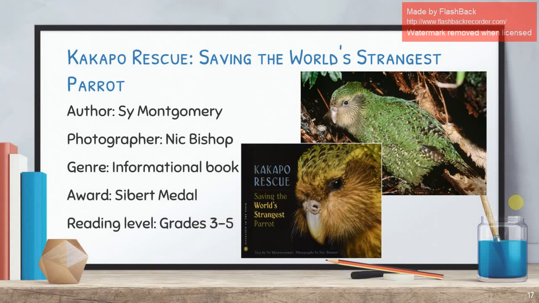Here I have The Kakapo Rescue, Saving the World's Strangest Parrot. The kakapo is a nocturnal, flightless parrot that lives on islands off the coast of New Zealand. In this informational book, Cy Montgomery provides details about this bird, why it is greatly endangered, and recounts a stay on the island with those fighting to preserve this unique species. This book won the Sibert Medal and is reading level grades 3 through 5.